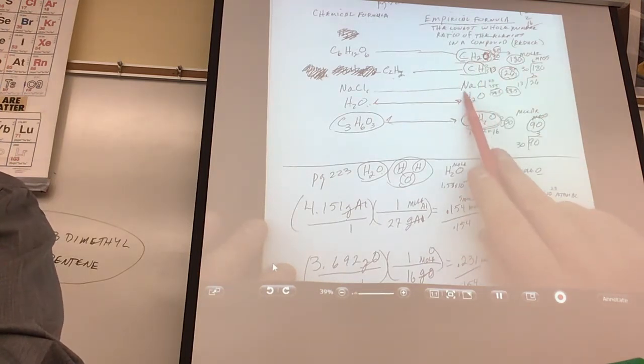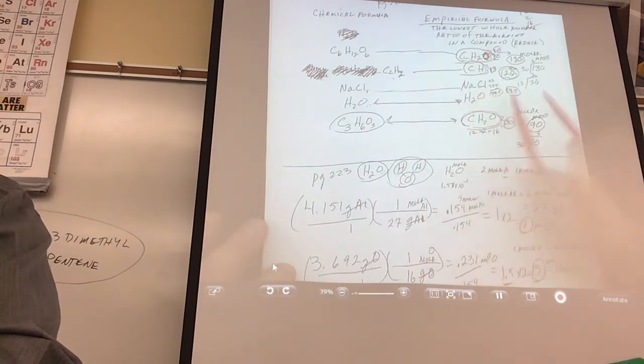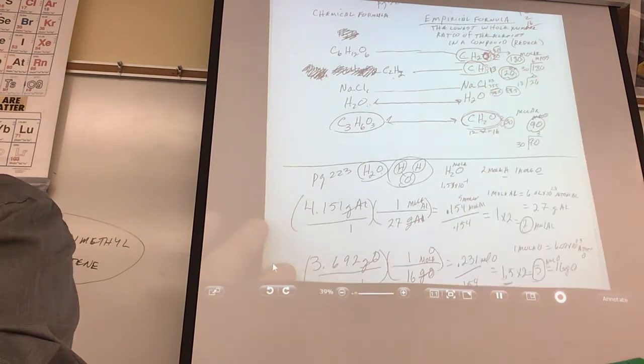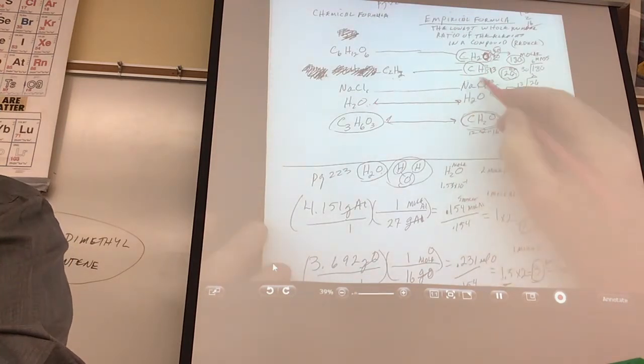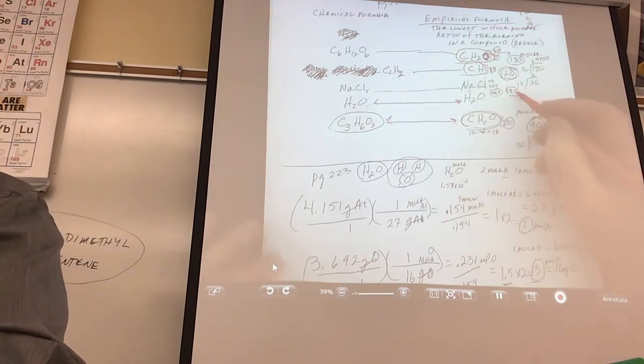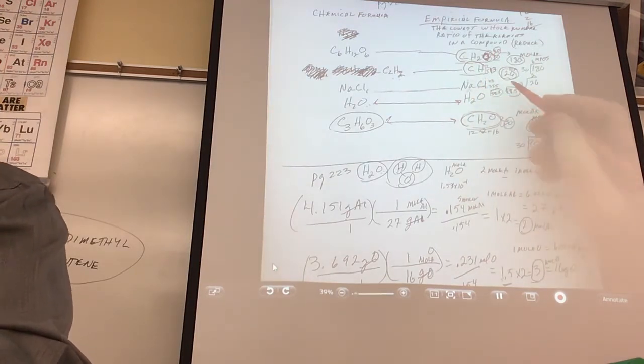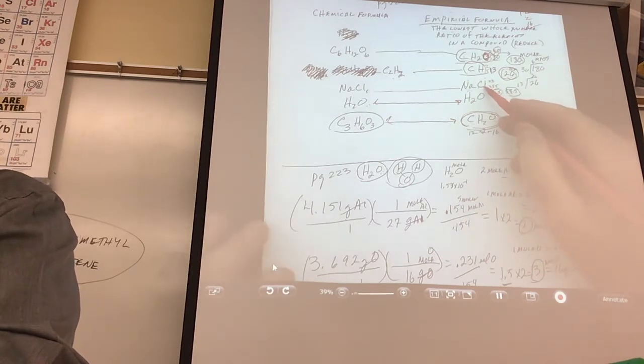The next one, the empirical formula is NaCl, and the real one weighs 58.5. Is the empirical also the real chemical? How much does this weigh? 23 plus 35.5. This weighs 58.5. The real one weighs 58.5. That's it. That is the chemical.